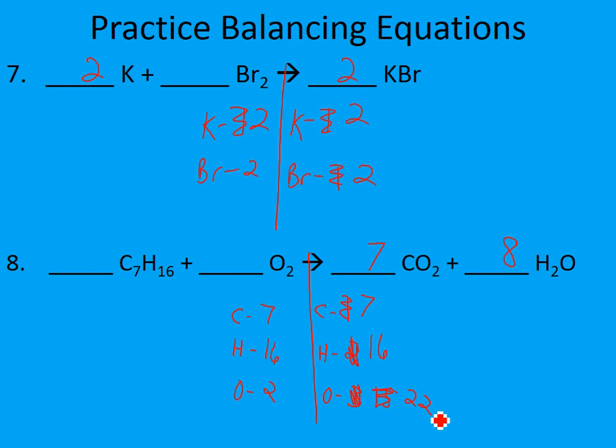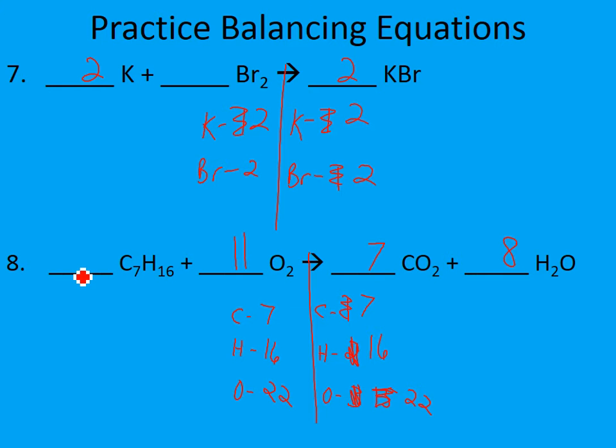Okay, let's see if we can get that on the left side. Yeah, it worked out great, didn't it? So 11 right here gives me 22. And so carbons are balanced, my hydrogens are balanced, and my oxygens are balanced. Can I reduce 1, 11, 7, and 8? No, that's it.